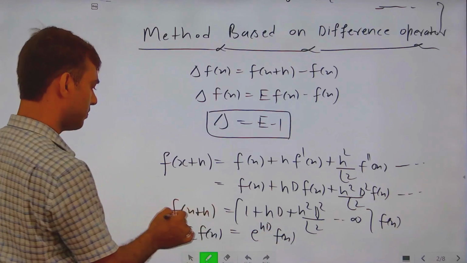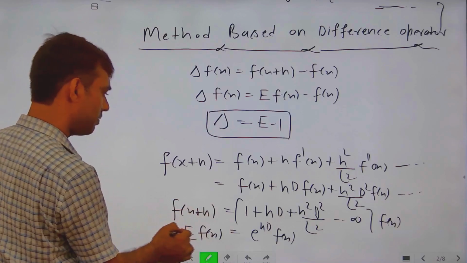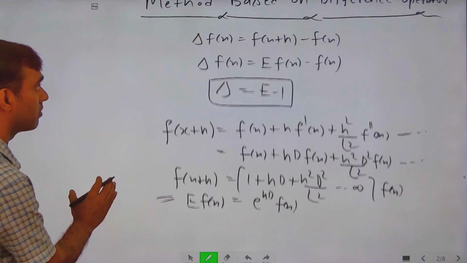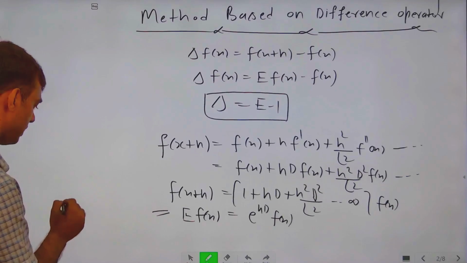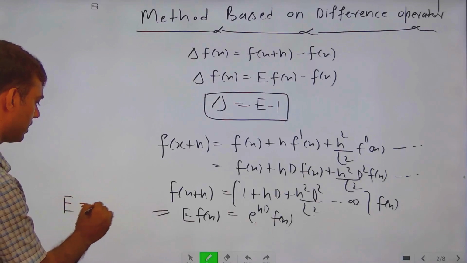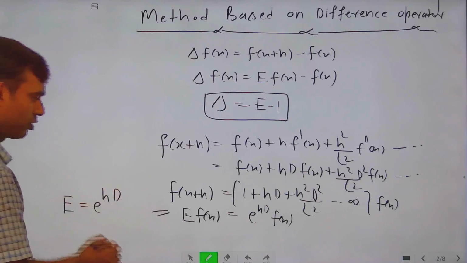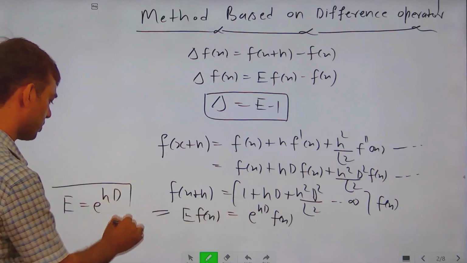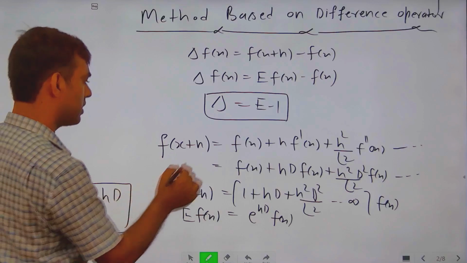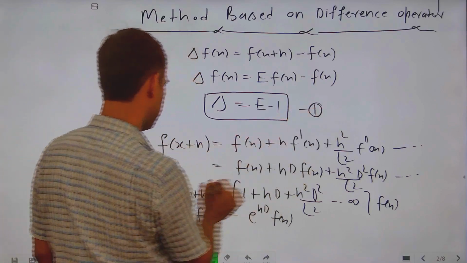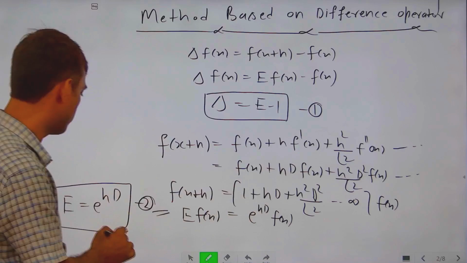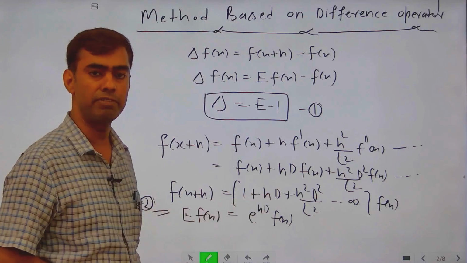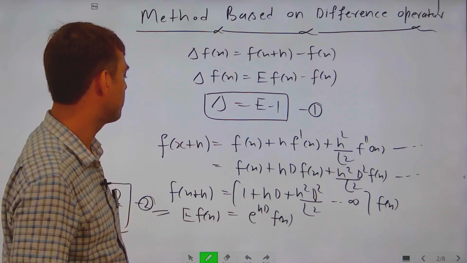So, what is the relation? From here we find the relation E equals e to the power h D. These are the two relations that we are going to use, this relation and this relation, in order to find the value of the derivative D, because D is a differential difference operator.